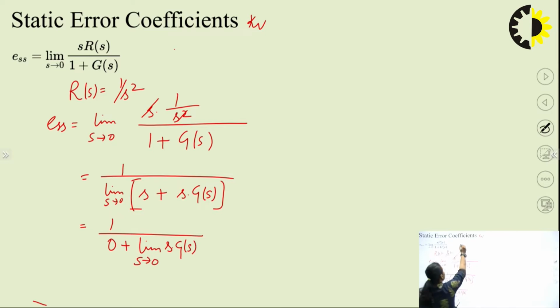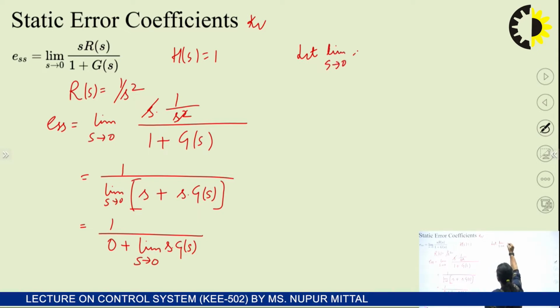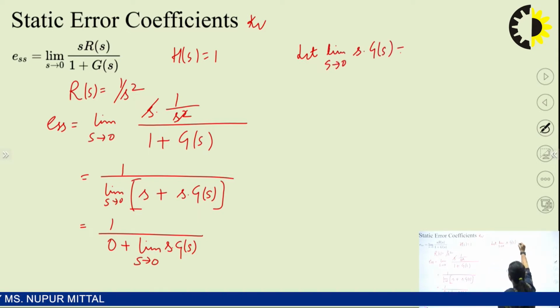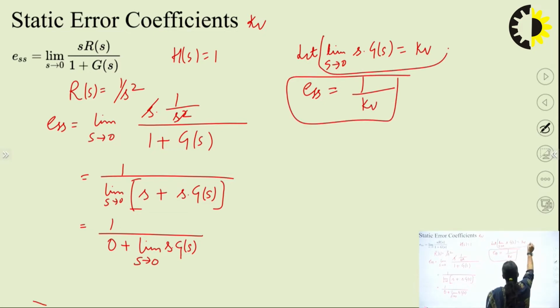See, here it is again for the unity feedback system, which means the value of Hs here is again 1. So let this limit s tends to 0 of s into Gs be equal to Kv. Then we get the value of steady state error as 1 upon Kv. So the velocity error coefficient will be limit s tends to 0 of s into Gs, and the corresponding steady state error will be 1 upon Kv.